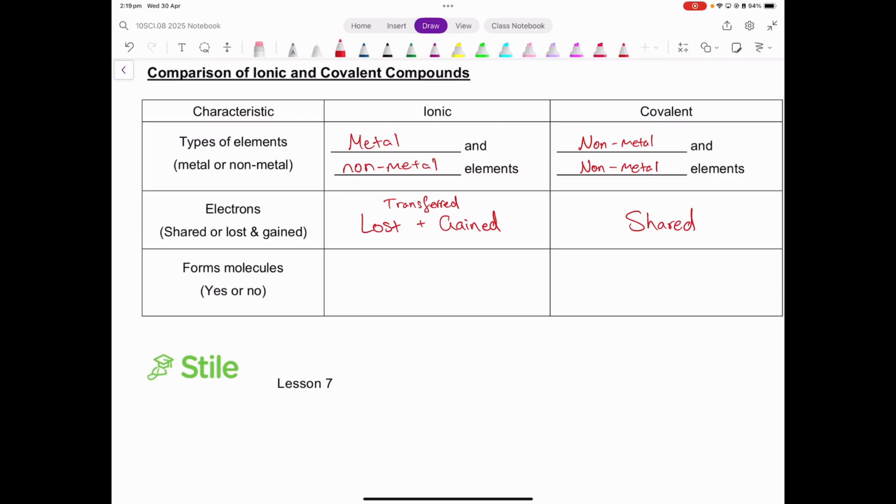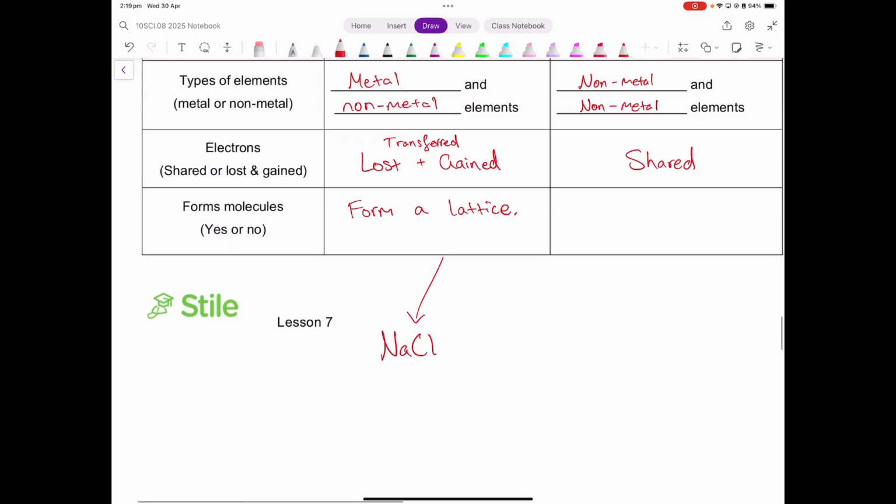And I'm going to clarify one thing here. What they instead form is what we call a lattice. Okay? They form a lattice. So what I want you to think of, an example of an ionic compound is something that we call NaCl. NaCl is sodium chloride, affectionately known as your everyday table salt. Okay? When I say something has formed a lattice, I mean that it has formed a crystalline structure or a crystal.